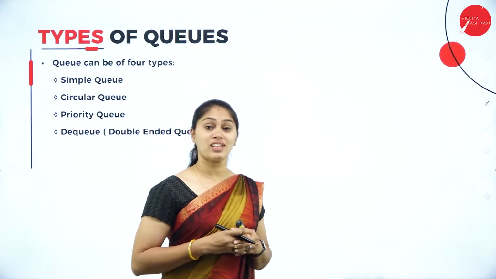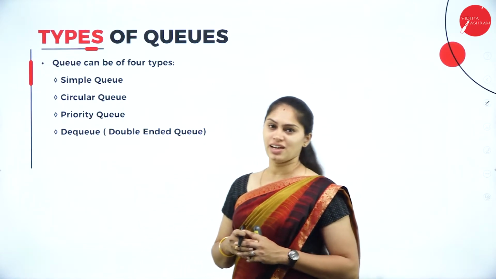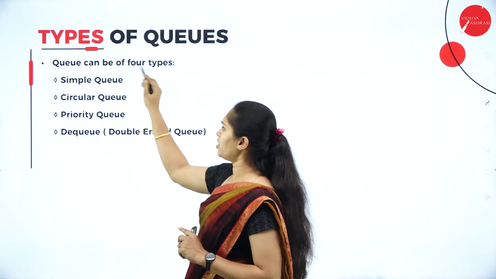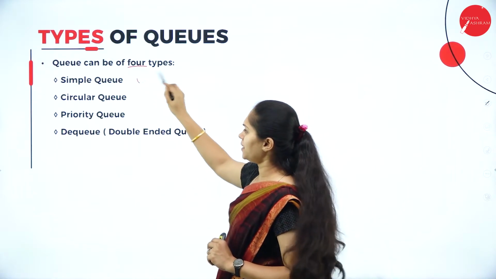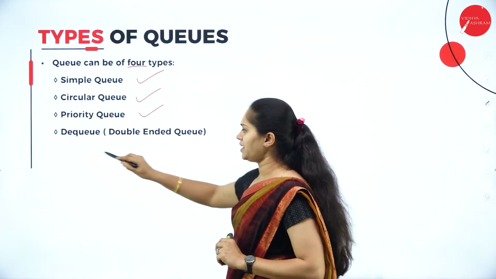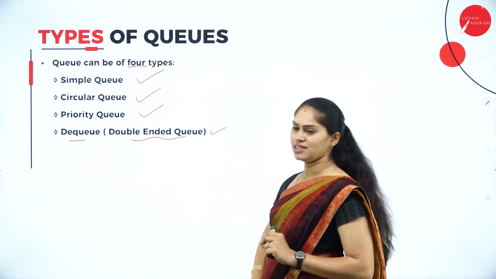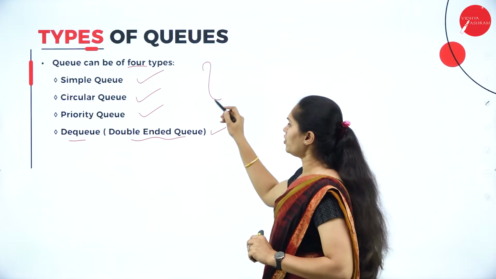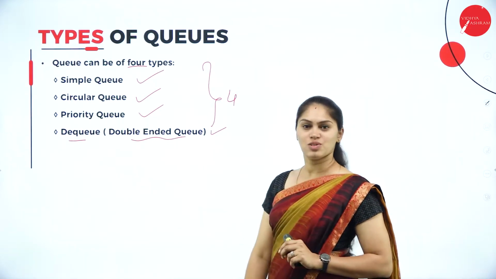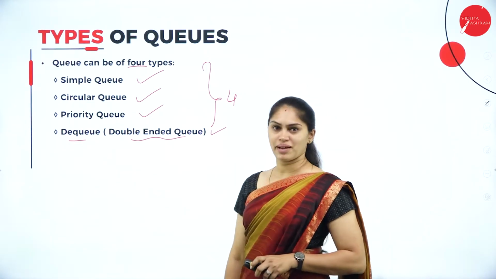Now we'll see what types of queue we have in the queue data structure. There are 4 types: simple queue, circular queue, priority queue, and double-ended queue. These are the 4 types of queues that we have. We'll see each type one by one right now.